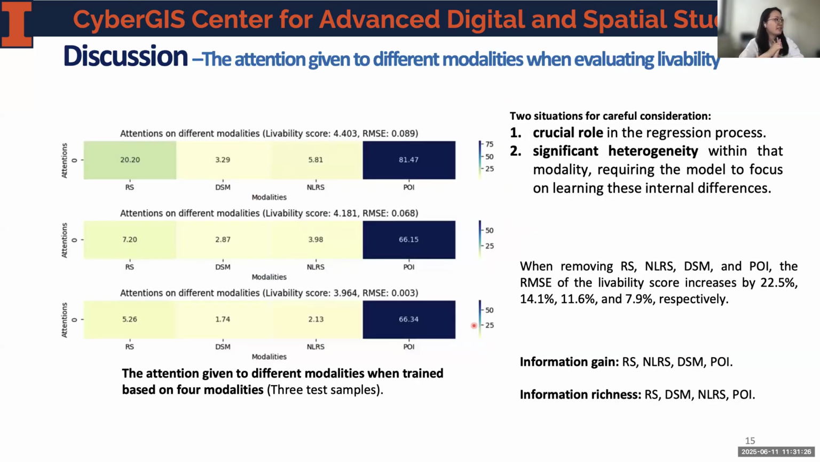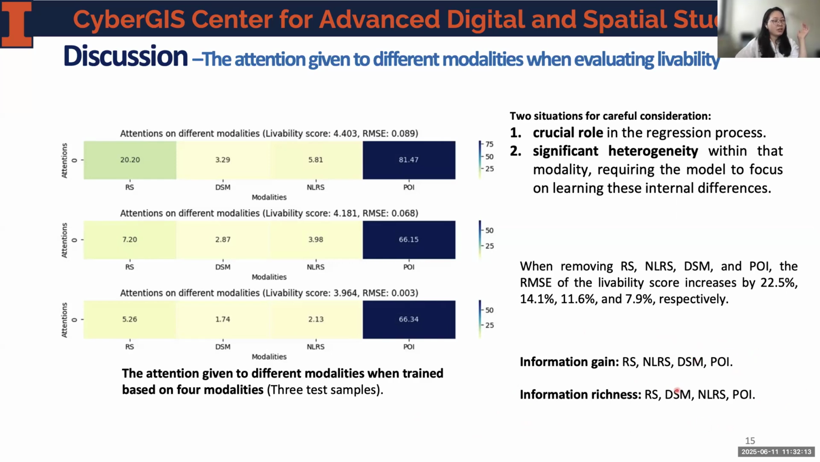In our research, we also analyzed the attention that the model gives to different modalities when evaluating the livability. The model will give high attention to one type of modality in 2 situations. The first is that this modality plays a crucial role in the regression process, and the second is that this modality has a significant heterogeneity within it, so it requires the model to focus on and learn those internal differences.